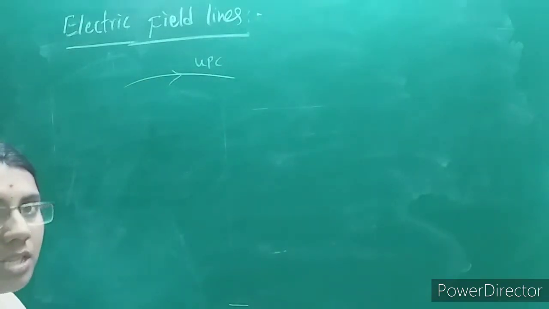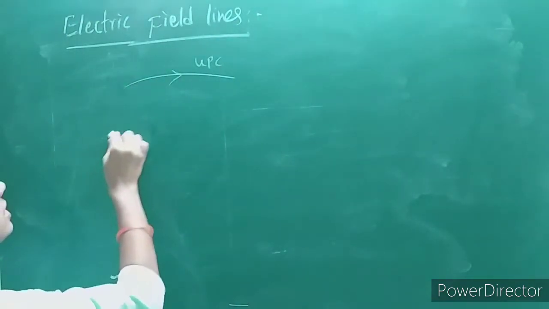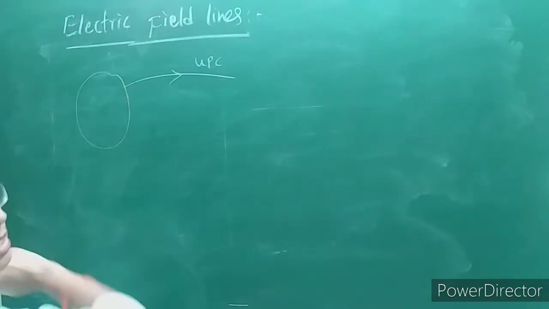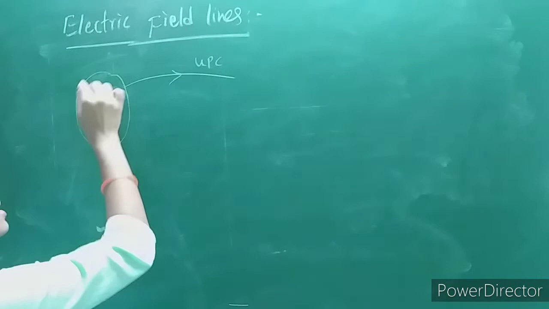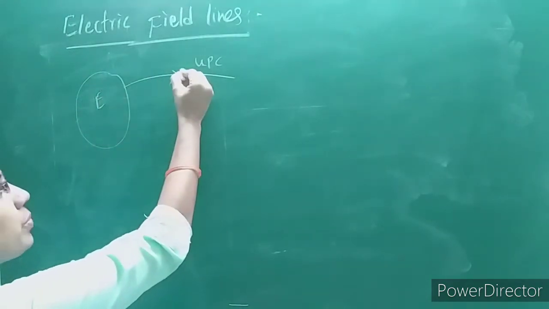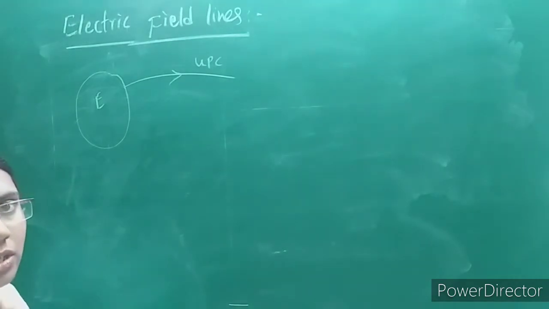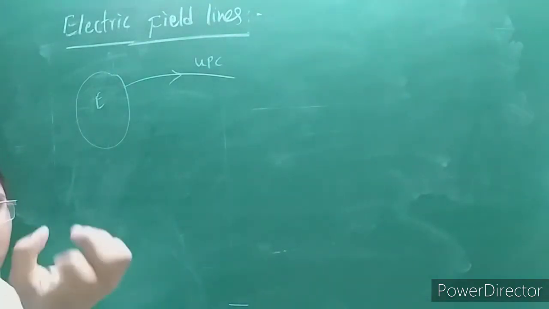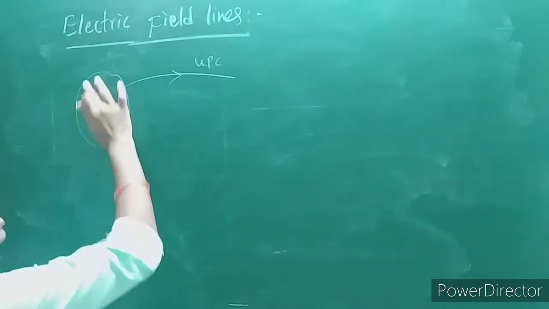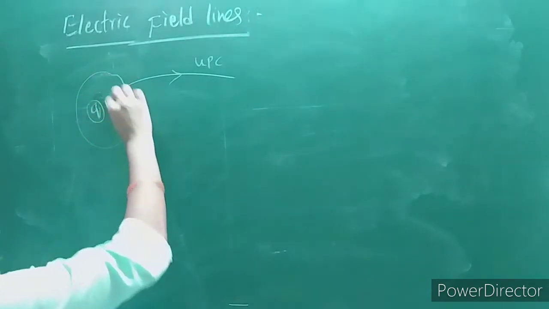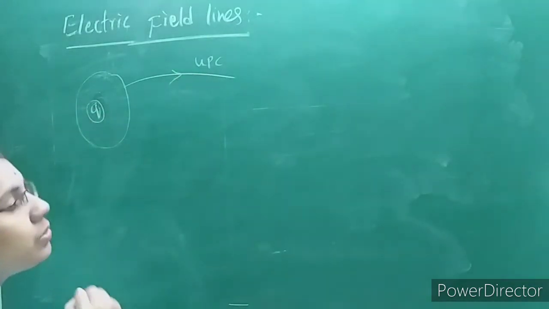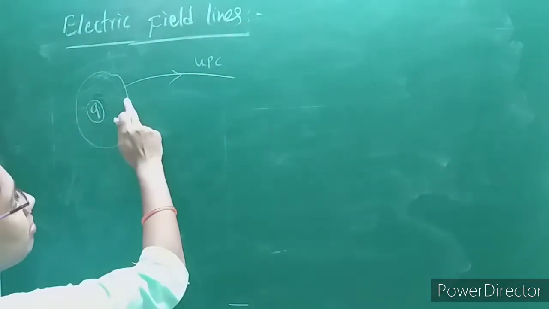That means, suppose you consider this as a region of electric field. If this is the region of electric field, suppose we put a unit positive charge. We know already that the electric field is produced due to a source charge. So here is some source charge, and due to that there is a field region around it. Suppose we put a unit positive charge nearby it.